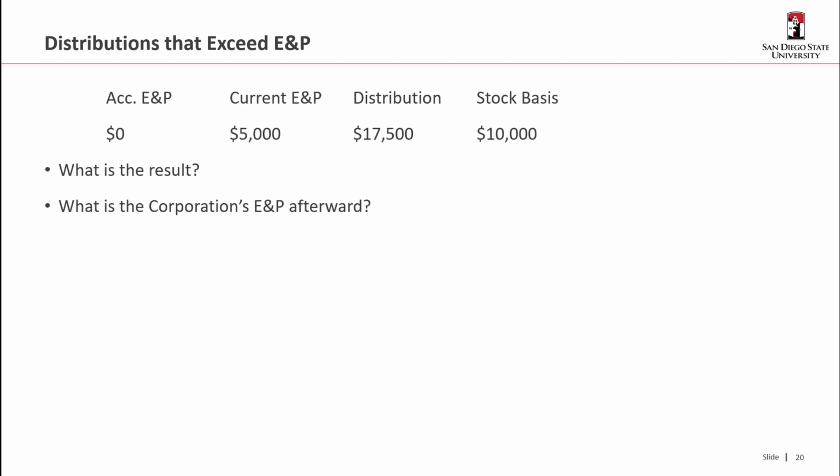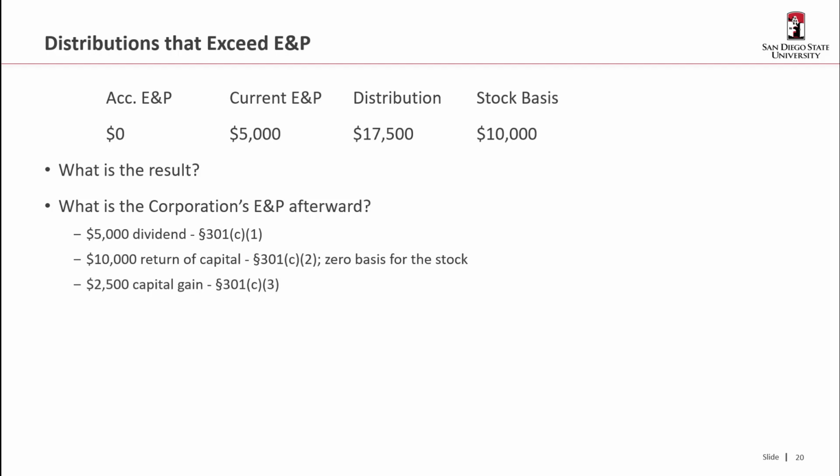Okay, so let's see. I've got 0 accumulated E&P, but I've got current E&P of 5,000. So this is a classic nimble dividend, which means that it comes out of current E&P first. So 5,000 is treated as a dividend. I still have 12.5 of distribution I have to characterize. The next 10 is a return of capital. So I zero out that stockholder's basis, but I still have 2,500 left, and that's treated as a capital gain, assuming that the shareholder is owning that stock as a capital asset.